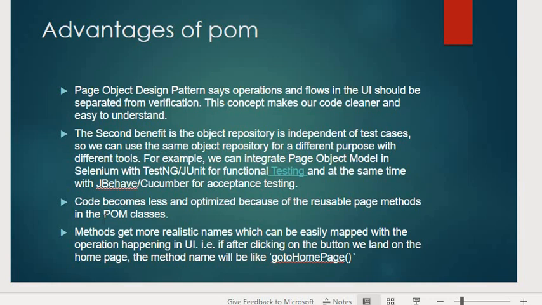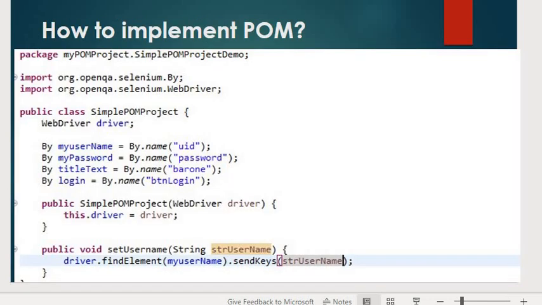Next, the code becomes less and optimized because of the reusable page methods in the POM classes. Methods will get more realistic names which can be easily mapped with the operations happening in the UI.